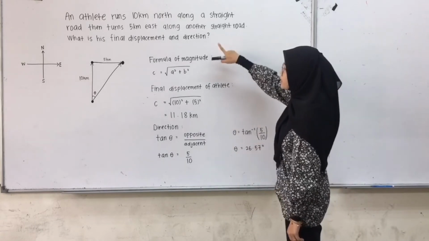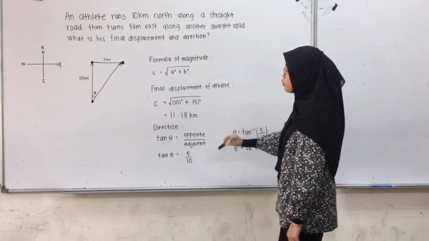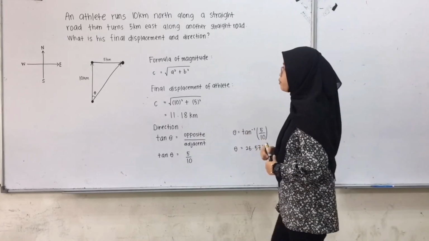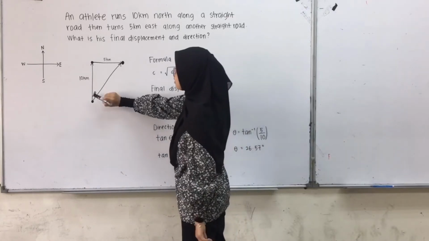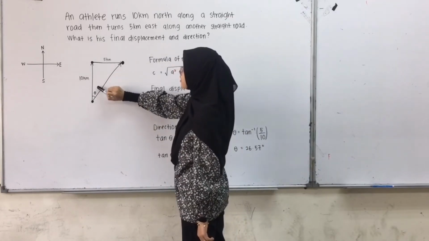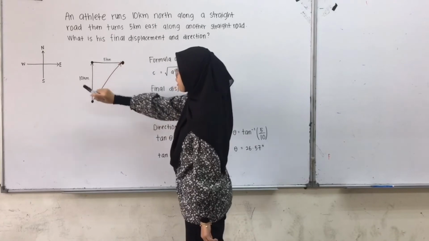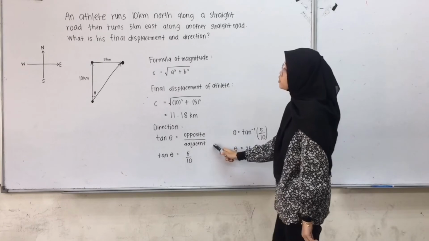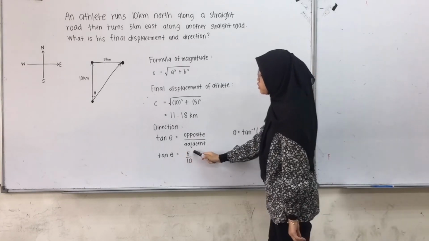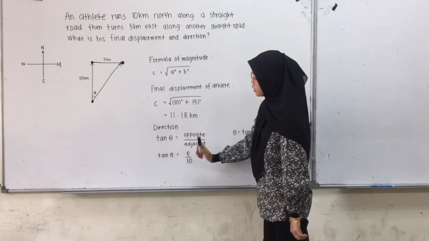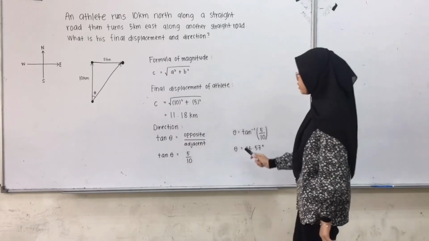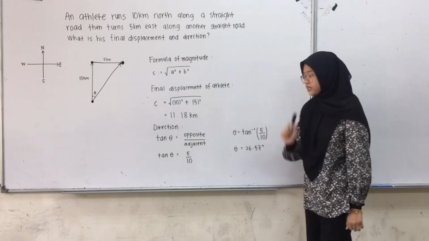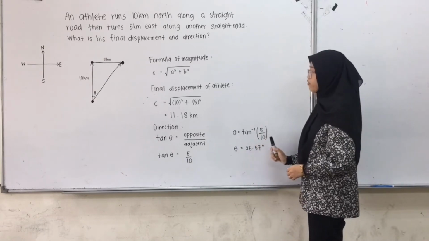And then we're going to find the direction. For the direction, we can use either sine, cos, or tangent. From the information given, we get the angle here, and from the angle here, we have the opposite and the adjacent. Therefore, we use tangent theta equals opposite over adjacent. So we substitute the opposite as 5 km and the adjacent as 10 km. So theta equals tangent inverse of 5 over 10, and we press the calculator, we get 26.57.